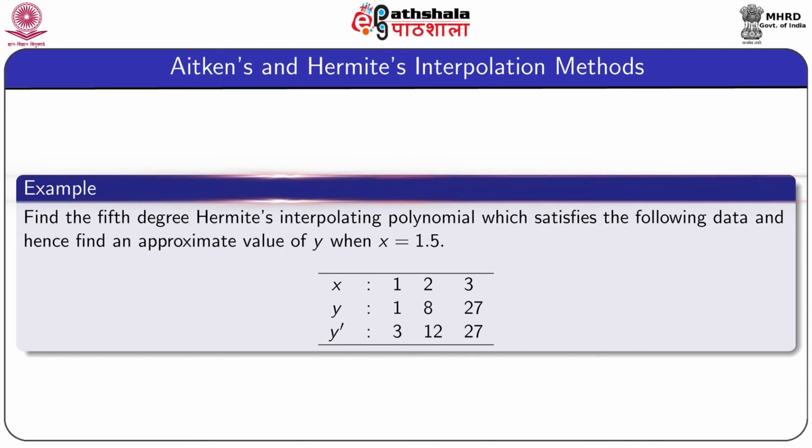Now, we illustrate the Hermite interpolating method by considering an example. In this problem, we have to determine a fifth degree Hermite interpolating polynomial which satisfies the following table of data, and from this polynomial we have to calculate the approximate value of y when x equal to 1.5. Note that here three sets of values are given, x equal to 1, 2, 3, and the corresponding values of y are 1, 8 and 27, and the derivatives of y at these points are 3, 12 and 27. So, for these three sets of values we can construct a polynomial of degree 5.